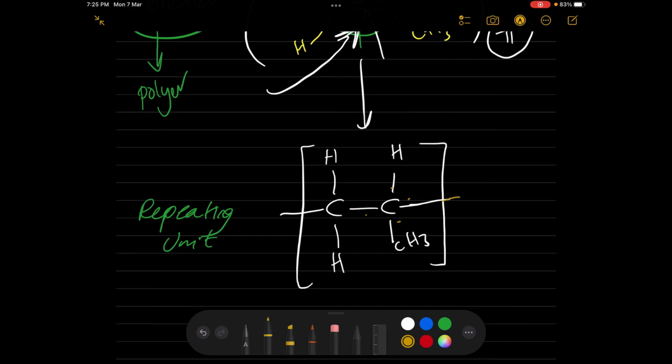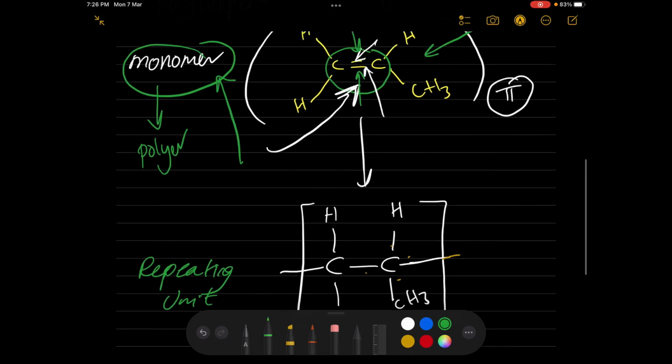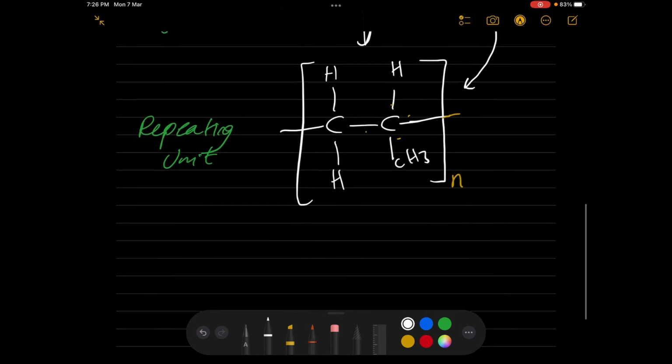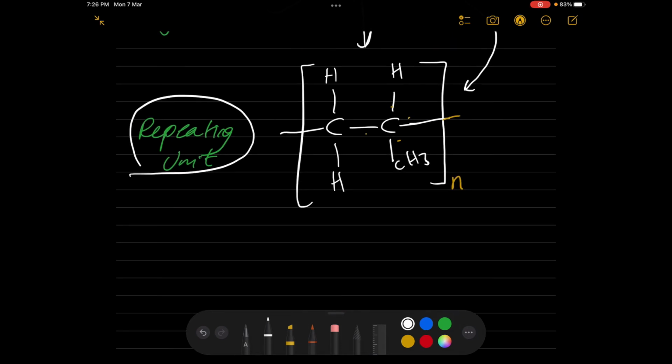Okay, so this is the repeat unit, and you have to draw small n. Let's recall it again. We have the monomer. The monomer consists of 2 carbons, bonded together with a double bond. If you want to change the double bond to a repeating unit, you have to break this bond, which is the pi bonding, and then you will get something called the repeat unit.